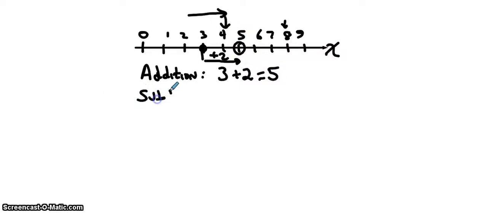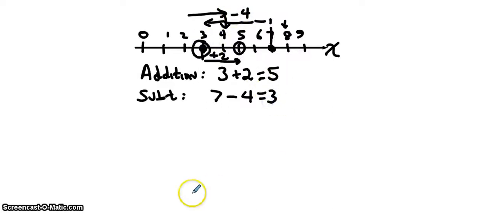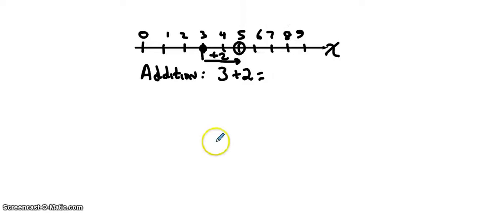Even subtraction works the same way. If I start at 7, and I want 7 minus 4, let's say, I'm going to start at 7, and I'm going to go 1, 2, 3, 4 to the left, which is indicated by my subtraction, my negative sign, and that gives me a destination, a final value of +3.